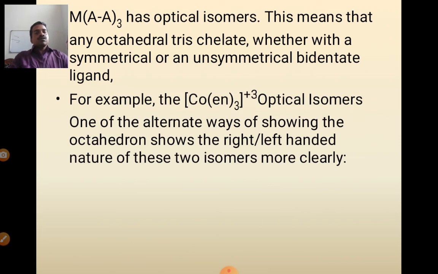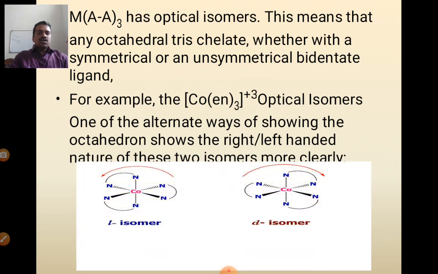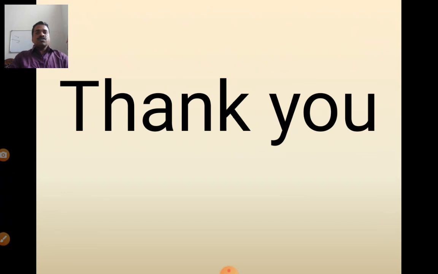For example, tris ethylene diamine cobalt. In this, optical isomers are possible, and this is shown in this way. See here, this L form and D form, both are mirror images of each other, and these are non-superimposable also. So in this case, we may say there is optical activity. In this way, isomerism is possible in coordination compounds.